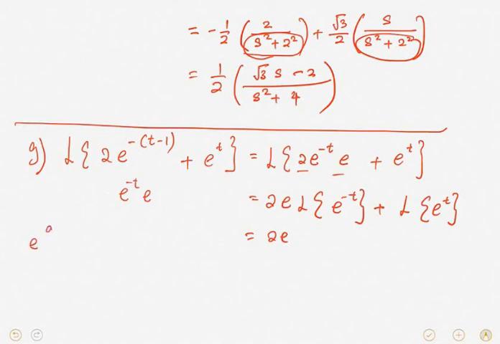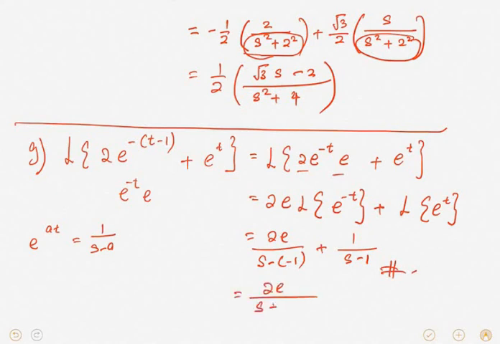From the table of Laplace transform, we found that exponent at is equivalent to 1 over s minus a. Similarly for exponent negative t, the a is negative 1. So s minus a, minus is plus, so 1 over s minus a becomes s plus 1. Okay, that's it. If you want to simplify, you can have the s plus 1, plus 1 over s minus 1.